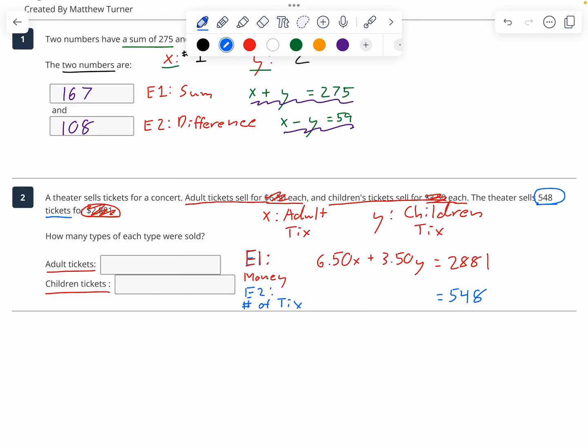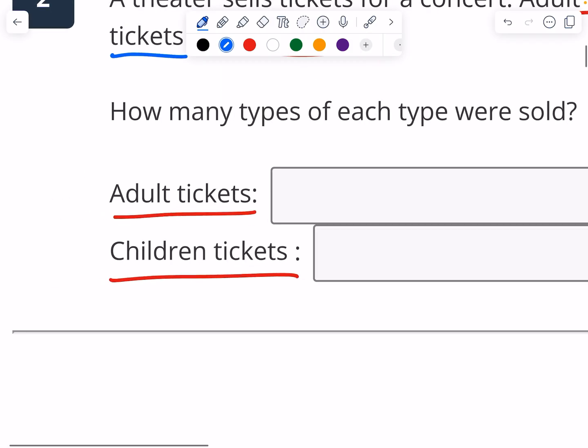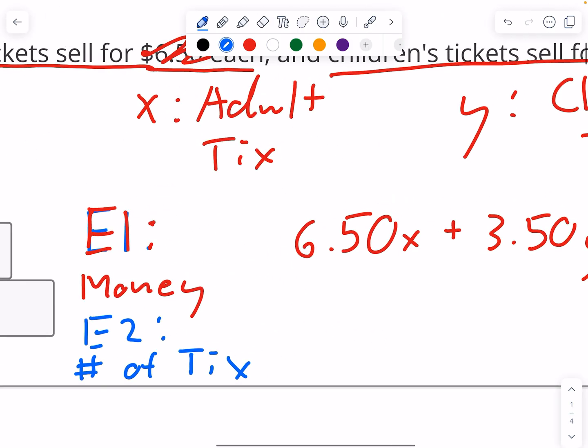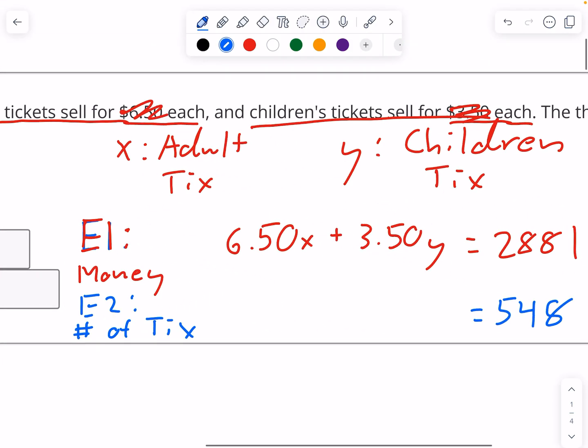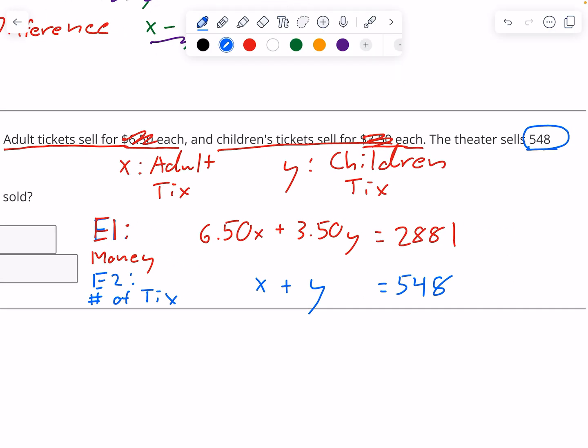548. Now, I don't know how many adult or children tickets. That's what I'm looking for. All I know is that they are X and they are Y. So this is going to be just a classic x plus y. I then need to go in and actually find this.